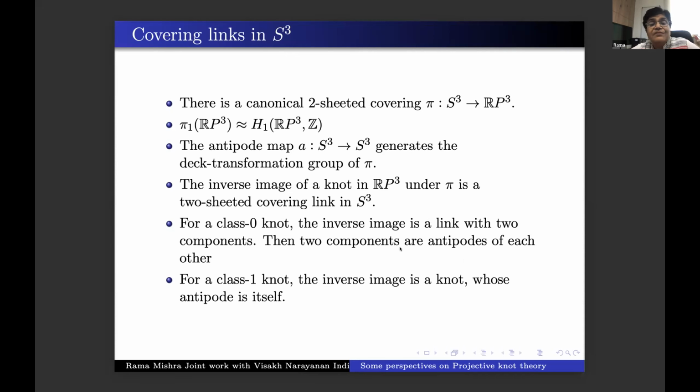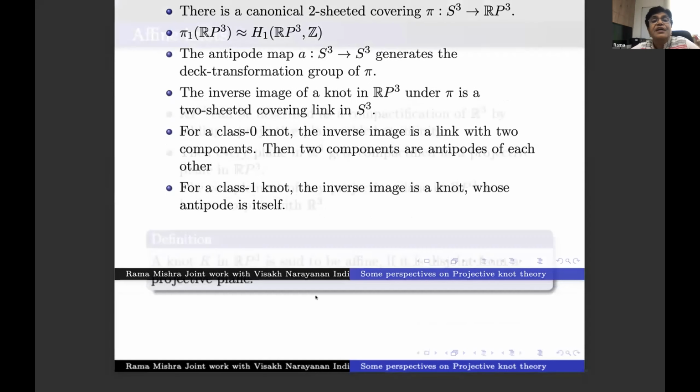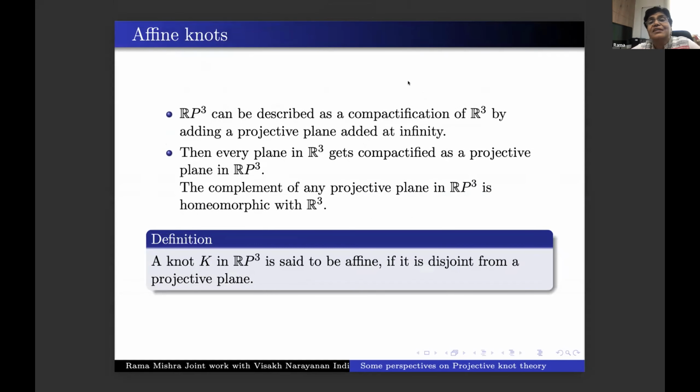Whereas when you have a class 1 knot, the inverse image will be a knot. It would be connected, and that would be antipode of itself. And all that is very topological, and one could just derive those things. Now, let's look at a special class of knots inside RP3, which we would call affine knots.